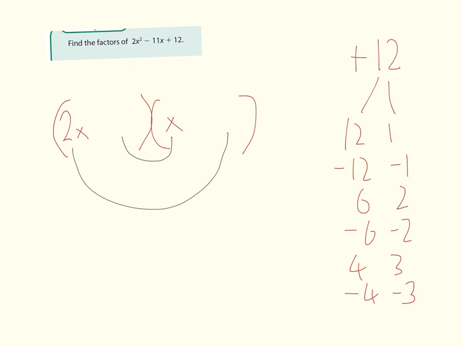Our next ones to try are minus 4 and minus 3. Minus 4 times x is minus 4x. 2x times minus 3 is minus 6x. Add both of them up, now I get minus 10x. That's no good. Try the next one.